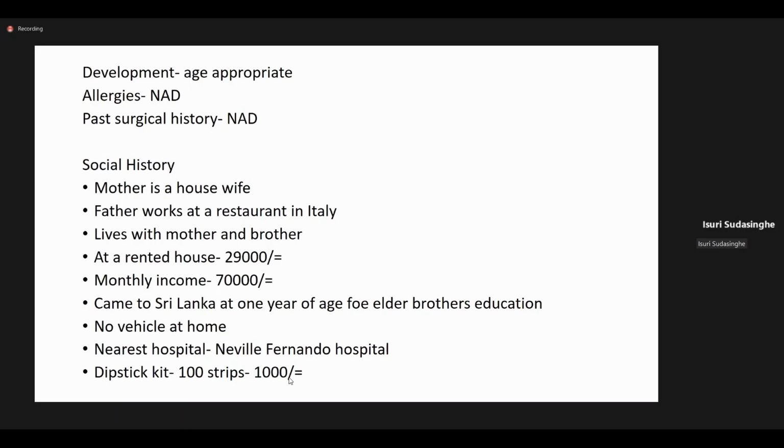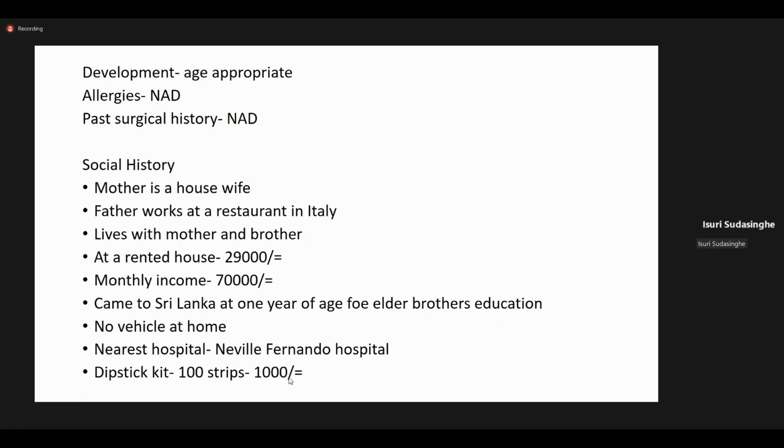Development age appropriate, no significant allergies, and not undergone any surgeries. So mother is a housewife, father works at a restaurant in Italy, and they visit Italy once in a while. Currently, the child lives with the mother and the brother in a rented house, where the rental is around 29,000 per month. Their monthly income is around 70,000. So they have come to Sri Lanka at 1 year of age because of brother's educational purposes. Once the mother is with the child, the other child is looked after by the maternal grandmother.